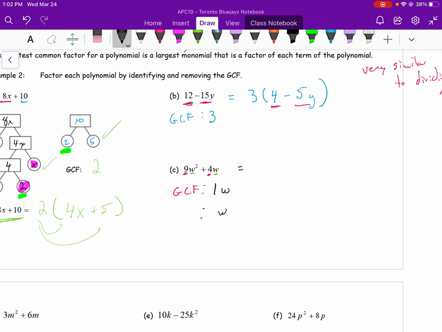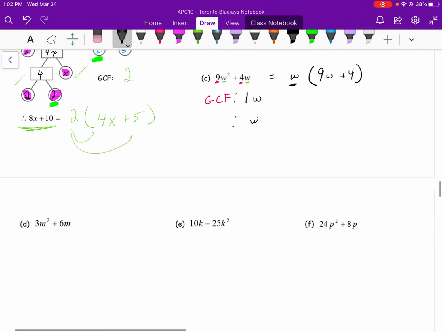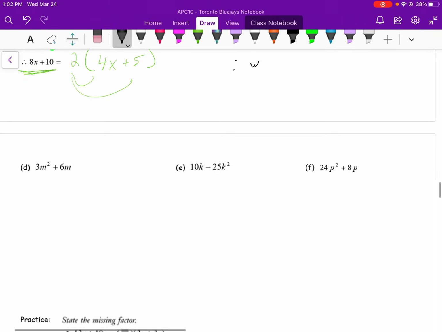So when I factor this, I'm going to just put my greatest common factor in front. And then if I remove this, 9w squared divided by w is 9w, pardon me. And then 4w divided by w is 4. Now, I'm not dividing, but I'm doing something incredibly similar to dividing. So maybe try these next 3 by yourself and see what we come up with.